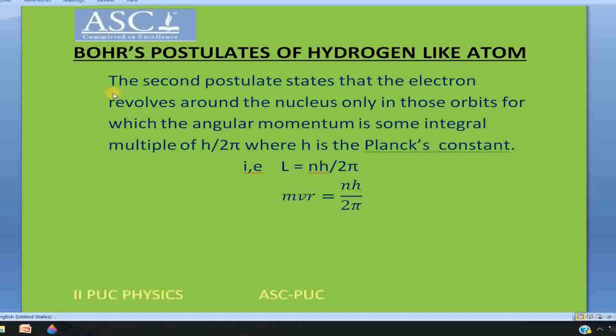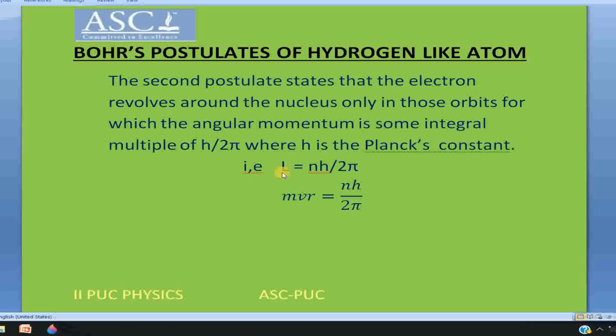Now let us recall Bohr's second postulate of atomic model. The second postulate of Bohr states that an electron revolves around the nucleus only in those orbits for which the angular momentum is some integral multiple of h by 2 pi, where h is Planck's constant. So this is one of the postulates made by Bohr.